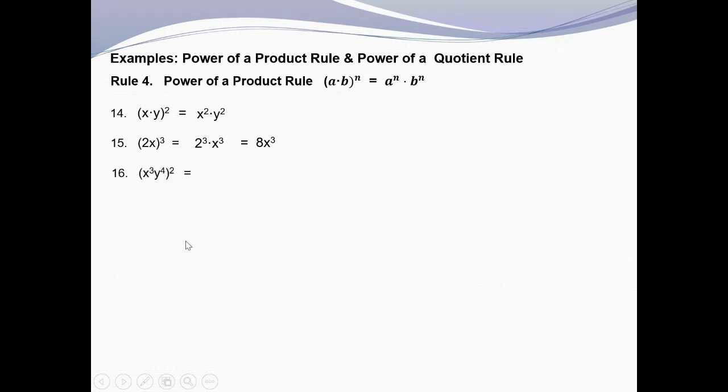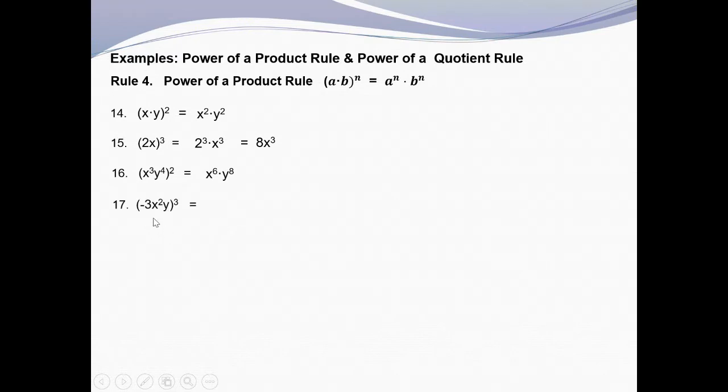How about this one here? This is going to give us x, 3 times 2 is 6, so it'll be x to the 6, and 4 times 2 is 8, so it's going to give us y to the 8. So the answer will be x to the 6 times y to the 8.